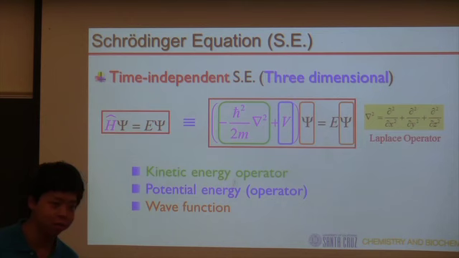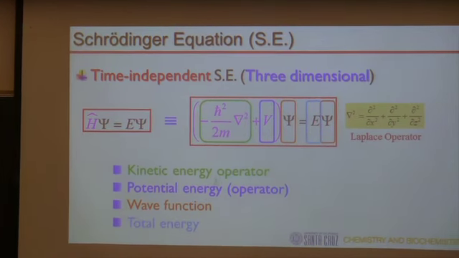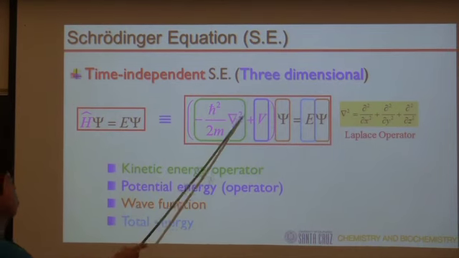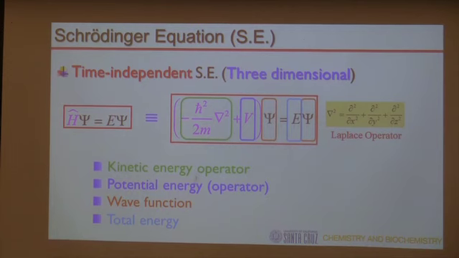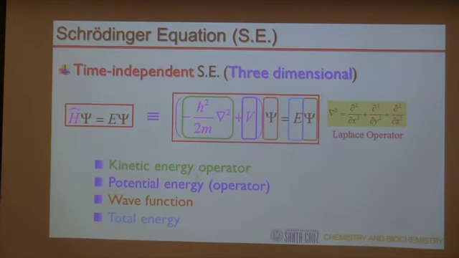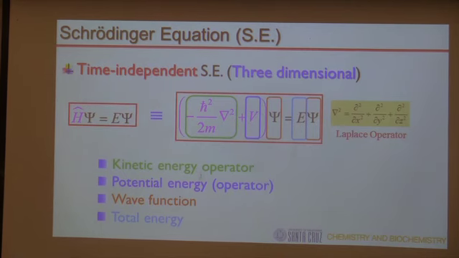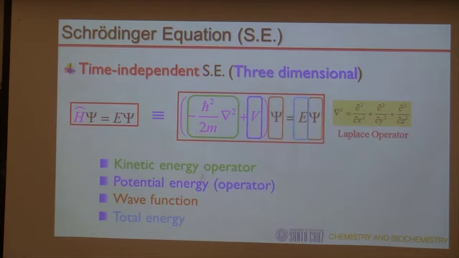The total energy includes both kinetic energy and the potential energy, because it contains two operators here. So here's the general structure of the Schrödinger equation, and we will use this equation. Actually, we will apply this equation to many real microscopic systems and derive all of the conclusions in the second part of our class.